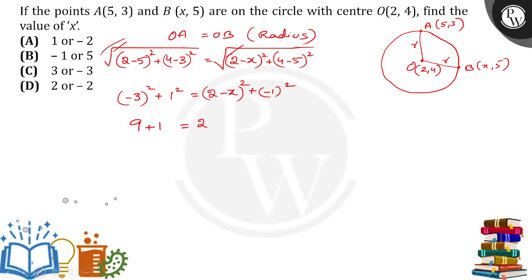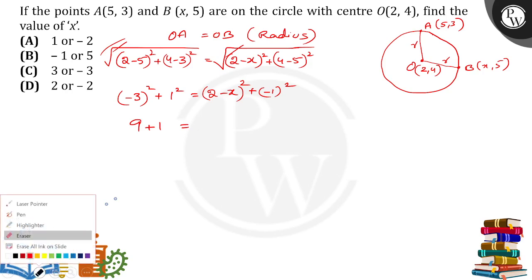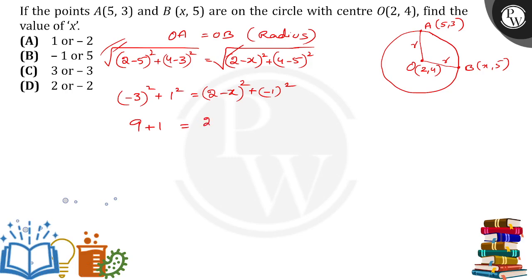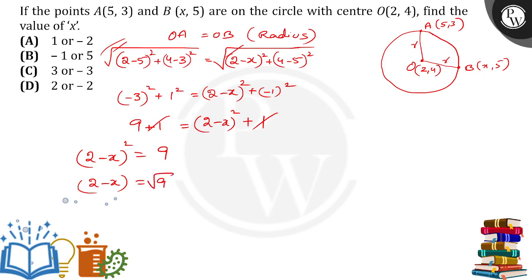We can solve in a simple way without doing that. See, (2 minus x) whole square plus (minus 1) whole square is 1. 1 and 1 cancel. So we'll get (2 minus x) whole square is equal to 9. That means 2 minus x is equal to root over 9. We'll get plus or minus 3.